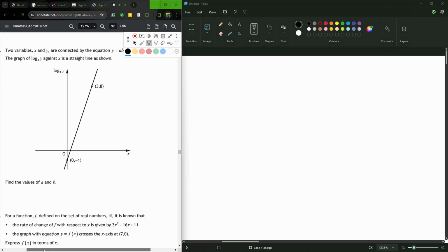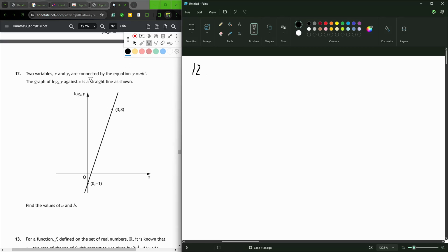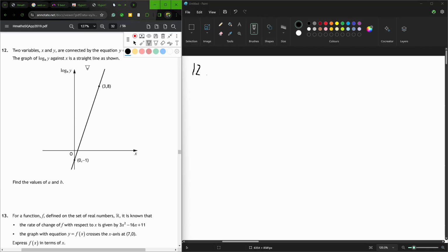12. Two variables x and y connected by the equation y equals ab to the power of x. Graph of log 4 y against x is as shown. So this is a log axis question. So what we can do here is figure out the straight line formula, and then we can put logs in it. So this one is actually quite simple. We can just go and calculate the gradients, I suppose. Yeah, I'll shut up and just start drawing.